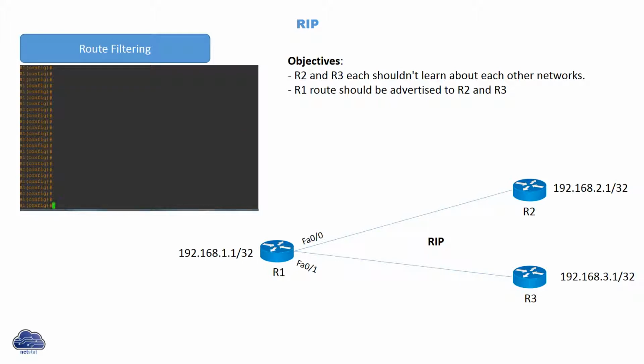We can do that using two steps. The first is to define two access lists to match the advertised routes. The second is to apply two distribute lists to apply the access lists that we have just defined. So the first thing is to define an access list matching the route advertised by R2. Let's do that first. Access.